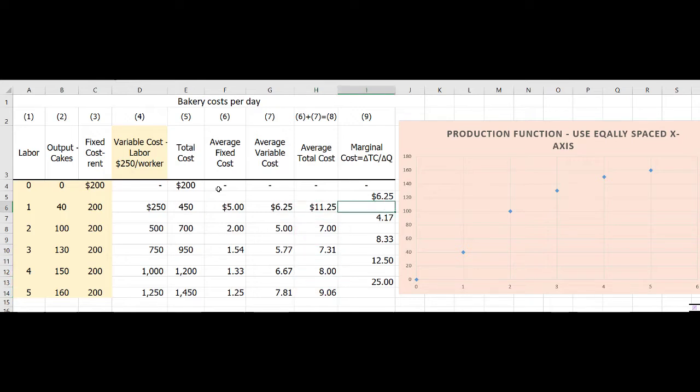Now the last column is a very important column, and this is where the marginal analysis comes in. We're looking at marginal cost. And right out the bat, notice that marginal costs are in between the number of workers.